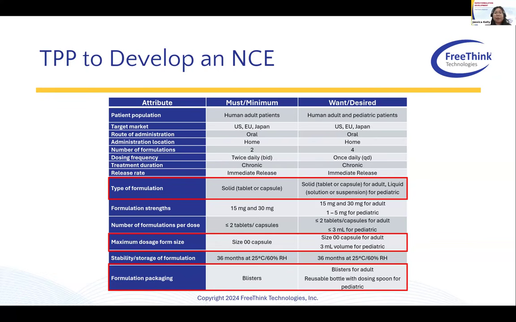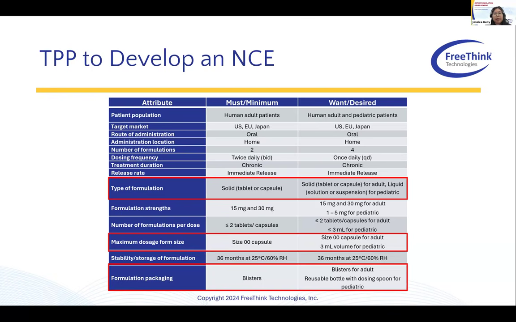And again, for maximum dosage form size, we must consider what is appropriate for the patient population here. So we've chosen a size 00 capsule for the adult patient, but would like to develop a 3 milliliter volume dosage for the pediatric patients. And finally, if we look at the formulation packaging section, blister packaging is appropriate for adult patients, but a bottle with a childproof lock and a dosing spoon would be more appropriate for the pediatric patients.